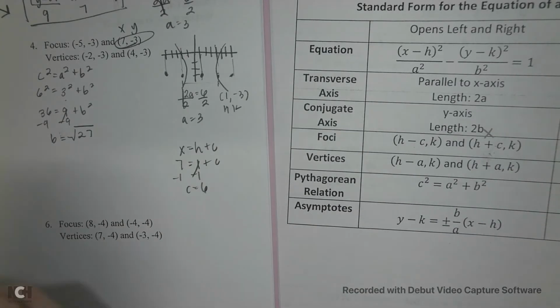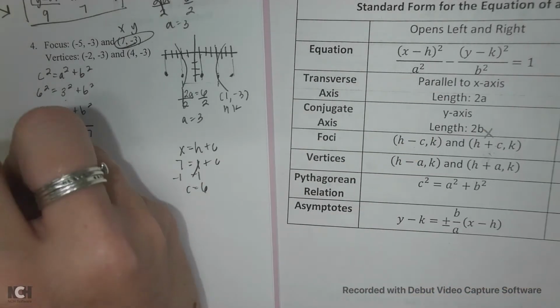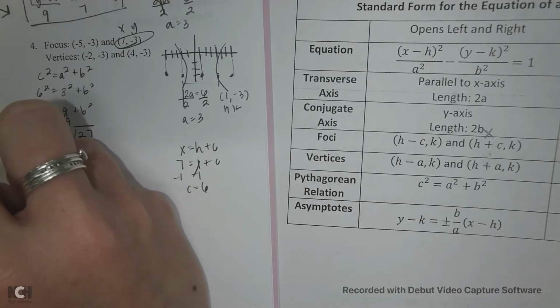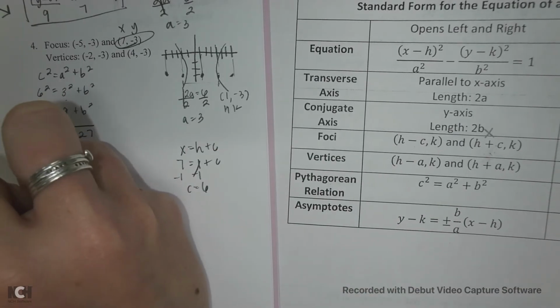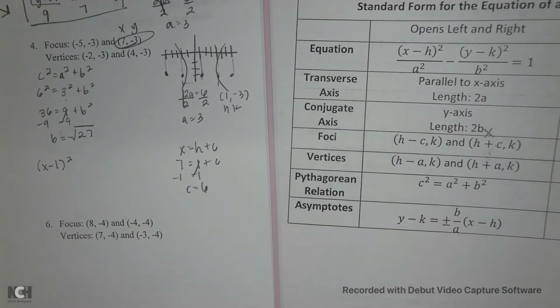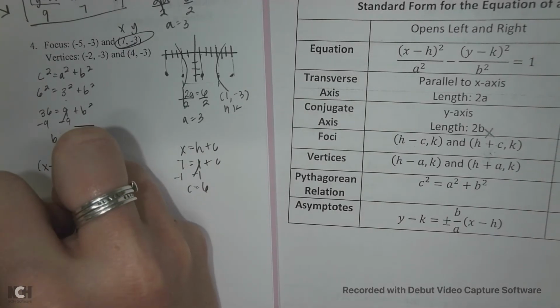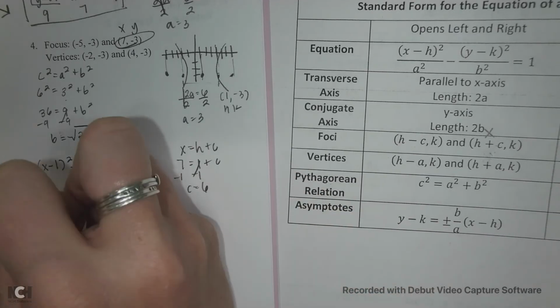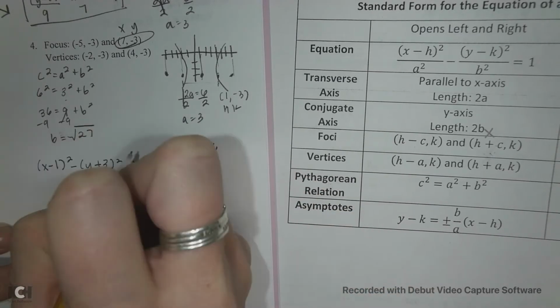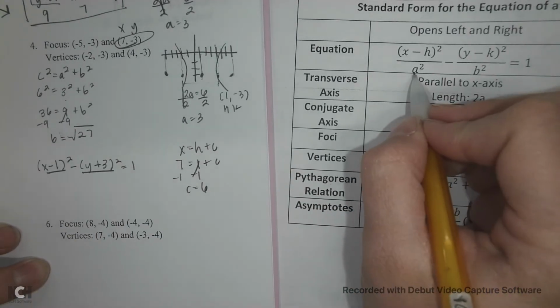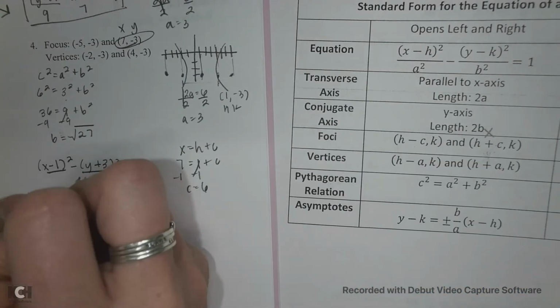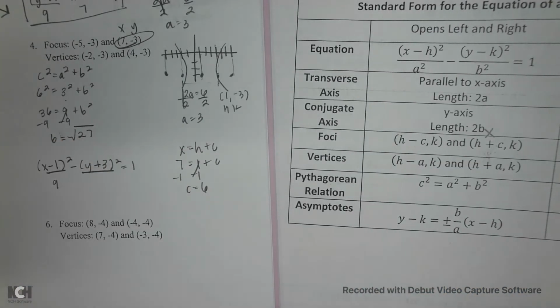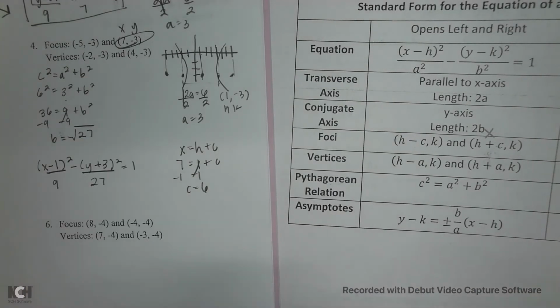And then we're done. So we can write our formula. This one is backwards, so be careful. X minus H, which is 1 squared. So just make sure you're following the formula as you go along, and you will be just fine. Minus Y minus K, so that's plus 3 squared equals 1. And then this time I want my A first. So my A squared will be 9, and then I want my B, so my B squared is 27.